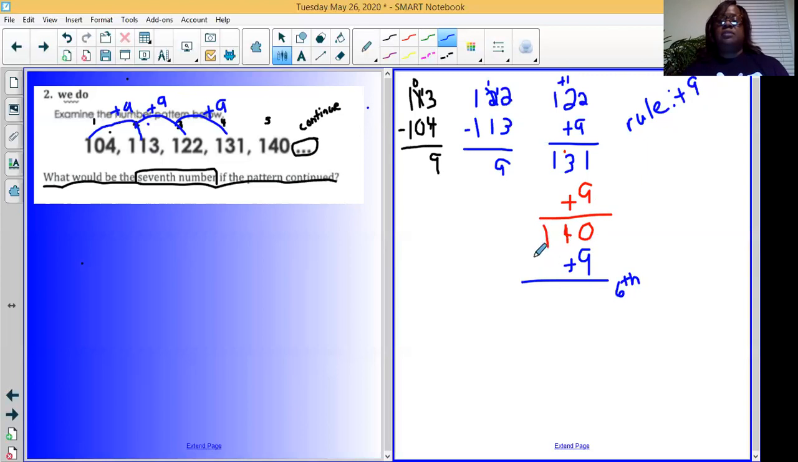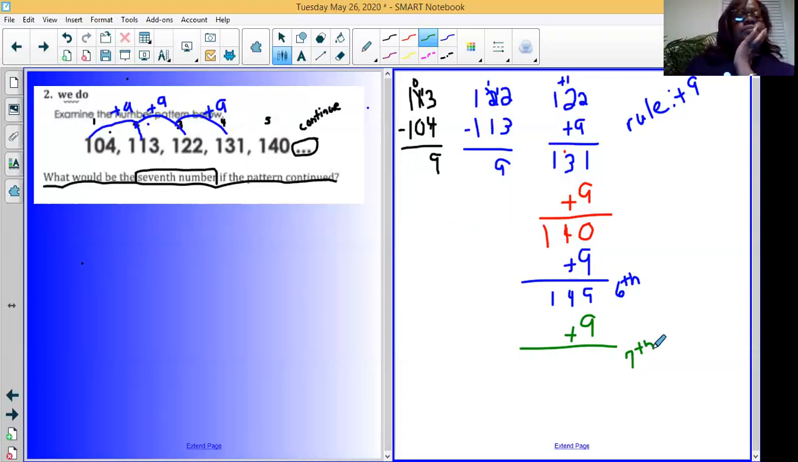Okay, so once you add these two together, 9 plus 0 is 9. So now my answer is 149. That would be my sixth one. Remember, I'm trying to find the seventh one. So I need to do it one more time. So you add 9 to 149. And that will give you your seventh answer. And I'll pause and let you do it. 149 plus 9.